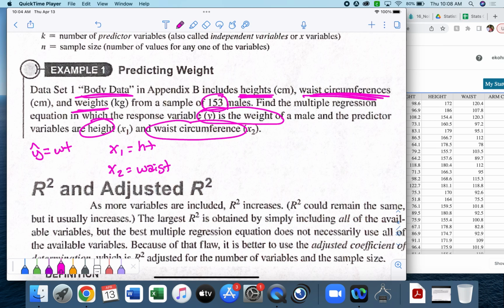153 males. We had 300 total. The total was 300. How many females are there?